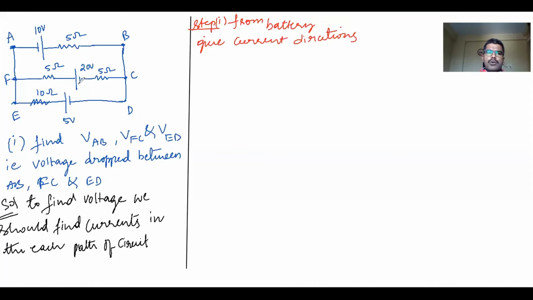Now let me consider that the 20 volt battery is greater. I am starting with 20 volt. Current always flows from positive to negative terminal. I am naming this current as I1. Obviously, here also should be I1. Current entering into the battery is equal to current leaving from the battery. Next, this current I1 coming to point F will be distributed into two parts, one across this A and the other across this E. Into this A, I name it as I2, and into this E, I name this current as I3.